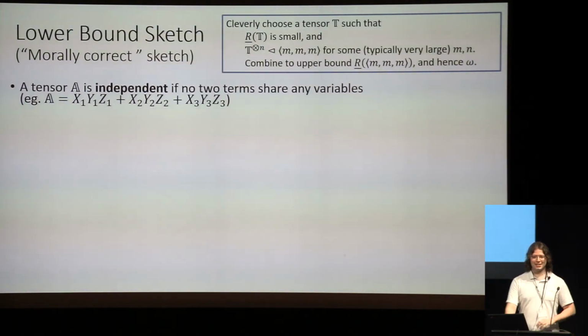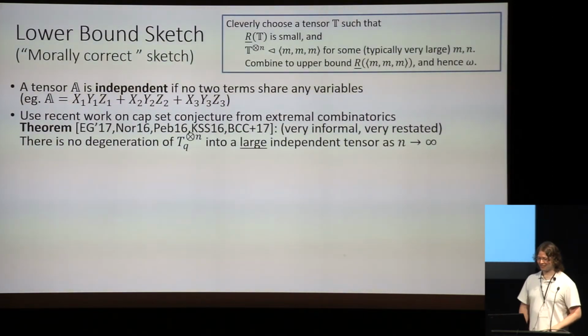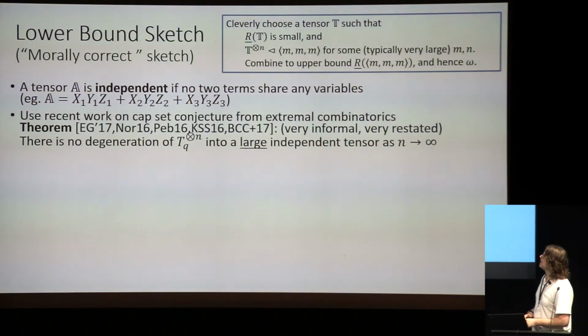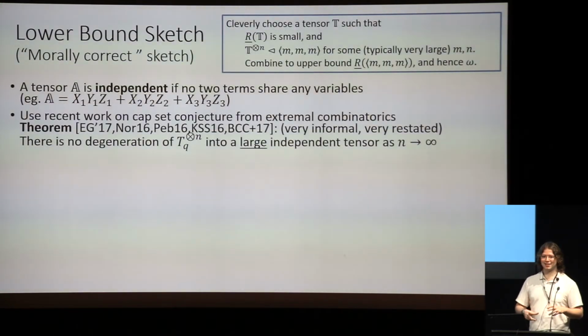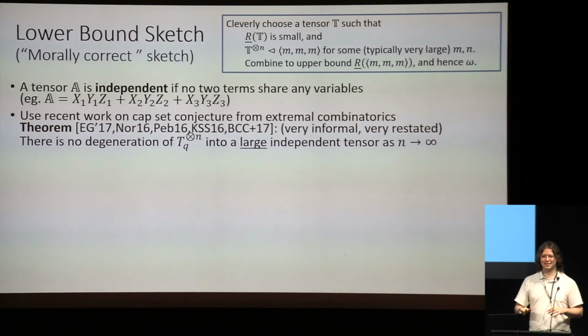So we're going to use this result from this recent breakthrough in extremal combinatorics started by Ellenberg and Gijswijt on the cap set conjecture. And one result you can derive from all the things that they've proved, if you massage things a little bit, is you can show that there's no degeneration of our TQ tensor to a large power into a large independent tensor as n grows large.